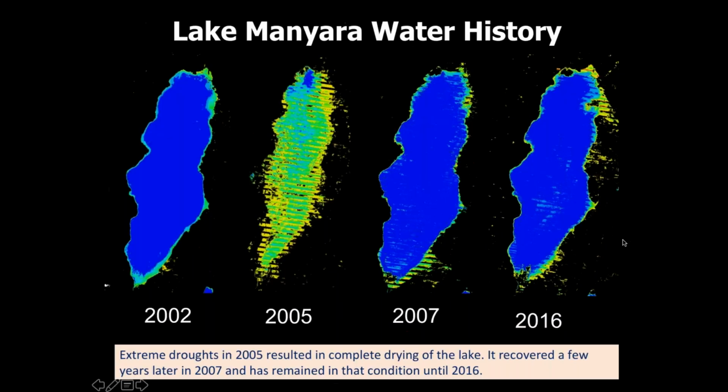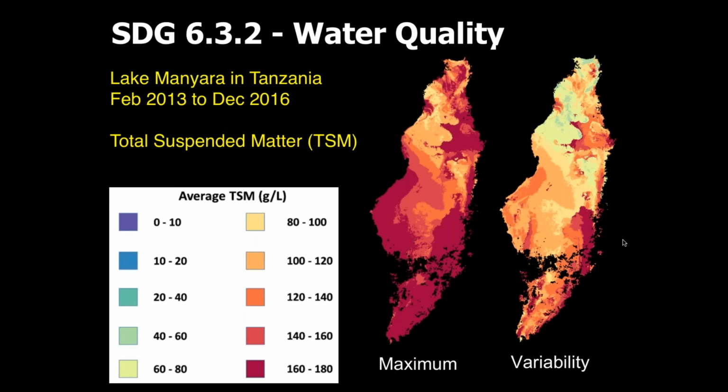So now let's look at the same lake, Lake Manyara, but let's look at water quality. I found the results here to be really interesting. I didn't quite expect this amount of variability and also high sediment loads, but it shows you that if this lake is used as a reservoir for drinking water, this is something that's very important for you to understand and to know, is the variability of water quality.